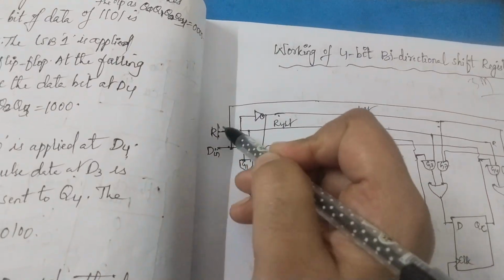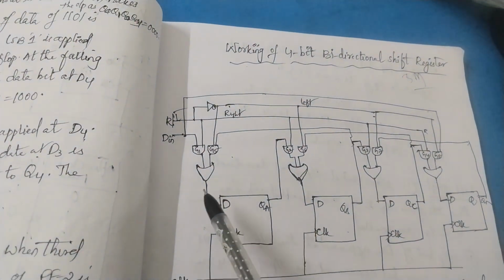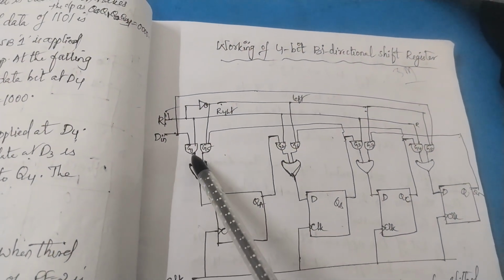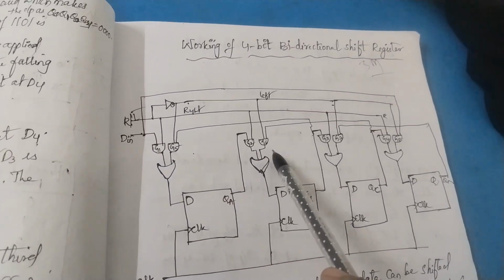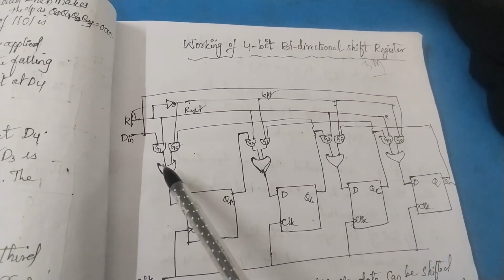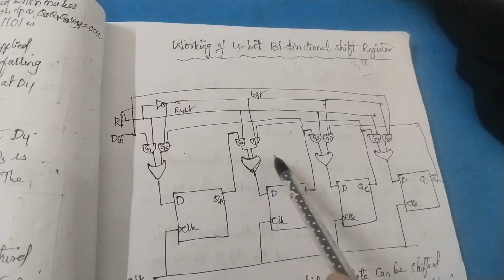So this is the control input we have, R by L bar. Do remember how to draw the diagram. First take the AND gates. You have to draw 2 AND gates here, and 2 more AND gates. The outputs of these AND gates are connected to OR gates like this.